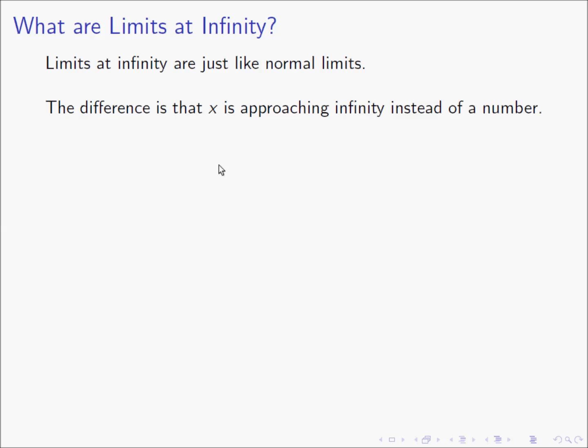First of all, what are limits at infinity? Well, limits at infinity are just like normal limits, with the only difference that x is approaching infinity instead of a number. The notation we use is the same. Here, instead of a number, now we have infinity, and this is read the limit as x approaches infinity of f of x.